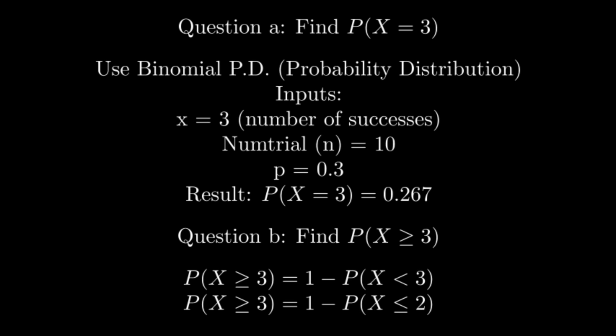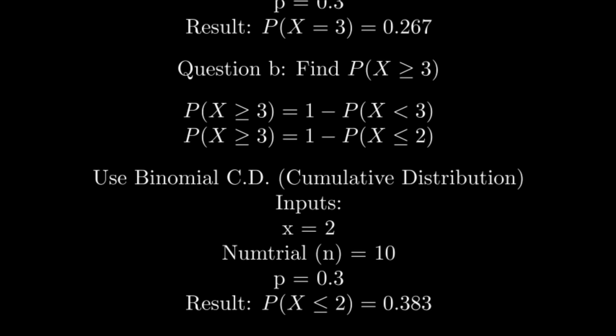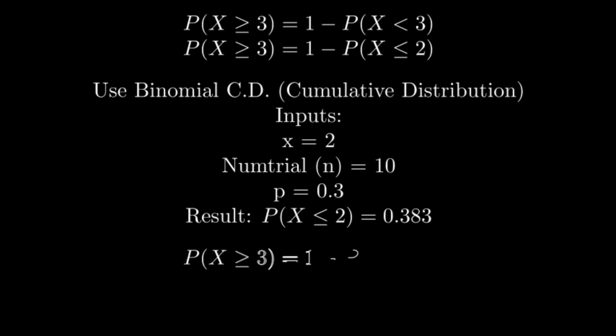To find the probability of X being less than or equal to 2, we use the binomial cumulative distribution function, often binomial CD or binom CDF. This function sums the probabilities from 0 up to a specified value. We input x equals 2, n equals 10, and p equals 0.3. The calculator tells us that P(X ≤ 2) is approximately 0.383. Now we can finish our original calculation. The probability of hitting at least 3 bullseyes is 1 minus 0.383, which equals 0.617. So there's a 61.7% chance she hits 3 or more bullseyes.